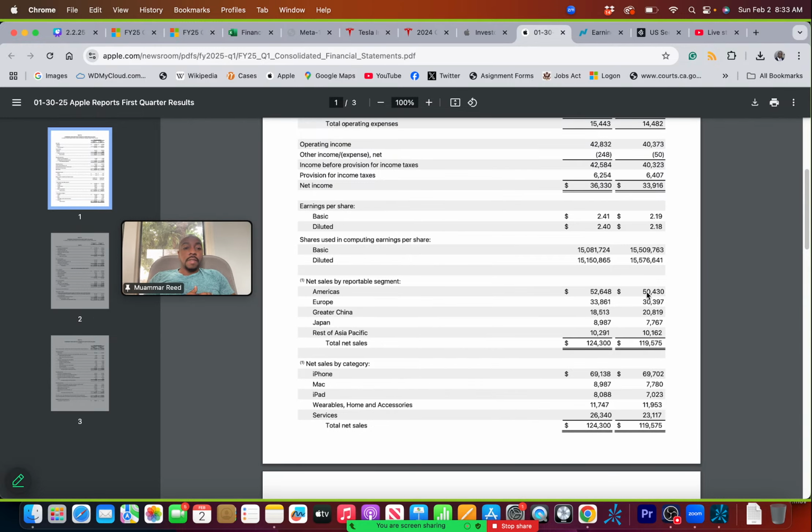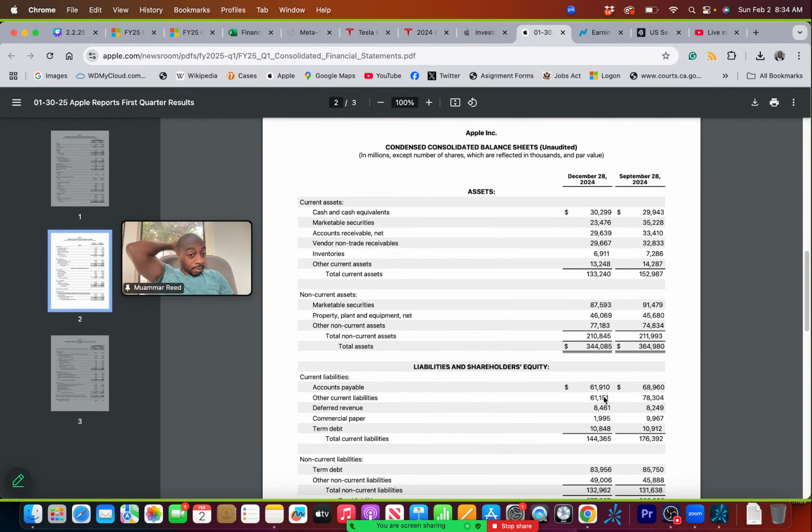You see their sales in the Americas are going up, 52.6 billion versus 50.4 billion. In Europe, they're going up too, which is promising. The biggest issue is in China, they are going down. That is the last biggest market that the iPhone hasn't really tapped and where it has the most competition. And you see the sales are actually decreasing, which is an issue. Japan is slightly up, and the rest of Asia Pacific is slightly up.